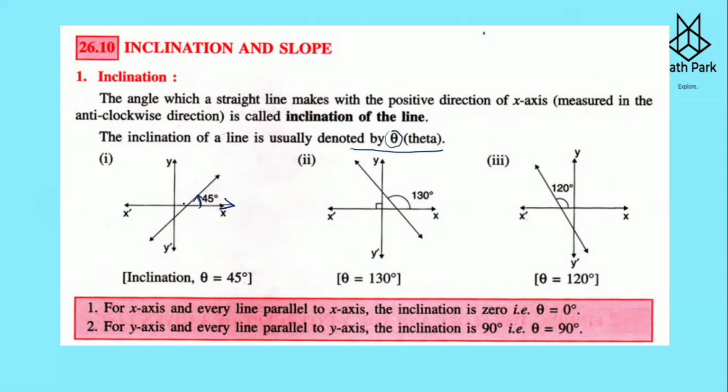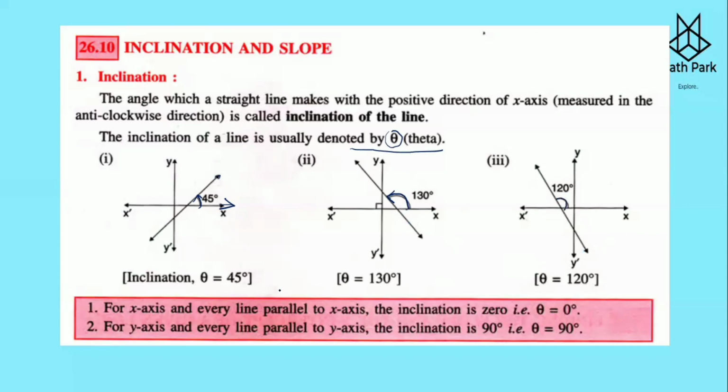So look at this theta. This is the line, and it makes a 45-degree angle anti-clockwise, so the inclination is 45. Now, this is the anti-clockwise angle, so this is 130 degrees. You can see the inclination for this angle. And again, here you can see 120 degrees.